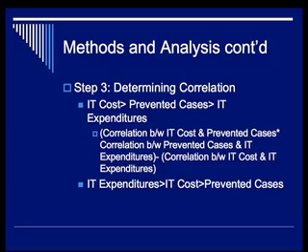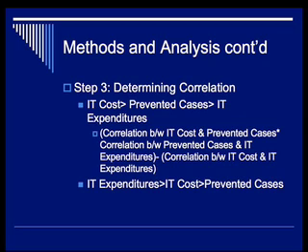We looked at two correlations to determine if spending more money on IT would increase the number of prevented cases and decrease the total expenditures of the treatment of these cases. This was found in Excel by multiplying the correlation between IT costs and prevented cases times the correlation between prevented cases and IT expenditures minus the correlation between IT costs and IT expenditures.